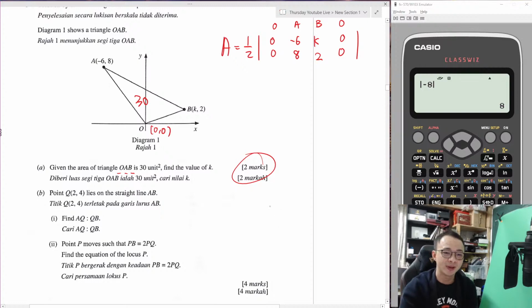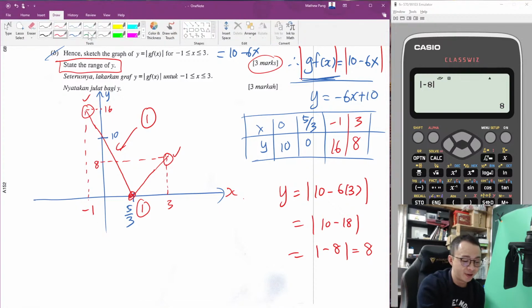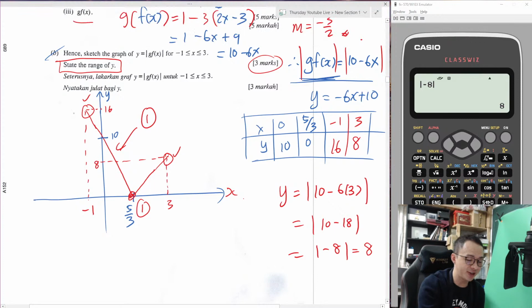Okay, does the question ask us to state the range also? Alright, yeah, then I haven't finished. Okay, they don't give marks for the domain. What is the meaning of range here? Range is basically for the Y. Domain is for the X, range is for the Y. So your range, you can see, is from 0 all the way to 16. This will be your range here.